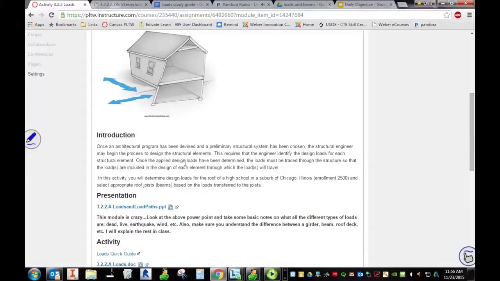So our first page is kind of an introduction and some pictures that we'll refer back to. We can put that one aside for now. And let's go to your second page. That's the one that says established design loads, 322. Established design loads.